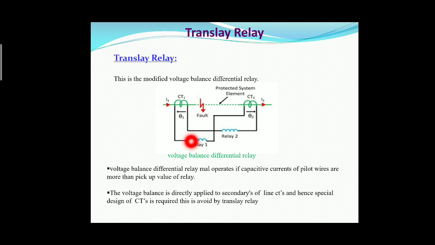These are the disadvantages, and they are overcome by using the translay relay. This is the modified version of a voltage balanced differential relay. This is the voltage balanced differential relay circuit diagram. The translay relay is the modified version of a differential relay. In the previous video lecture I explained the voltage balanced differential relay, and I have already told the disadvantages.